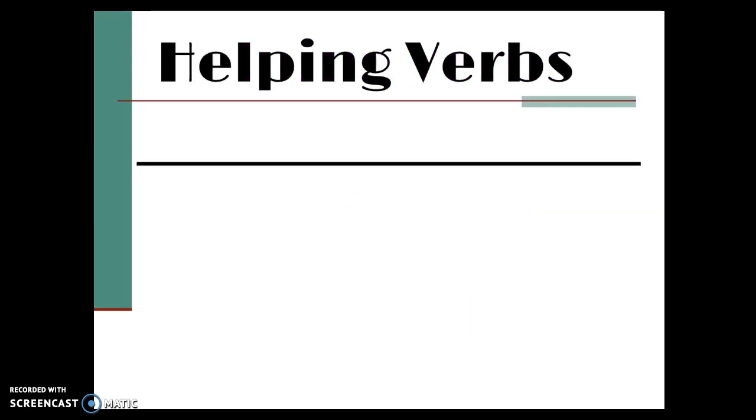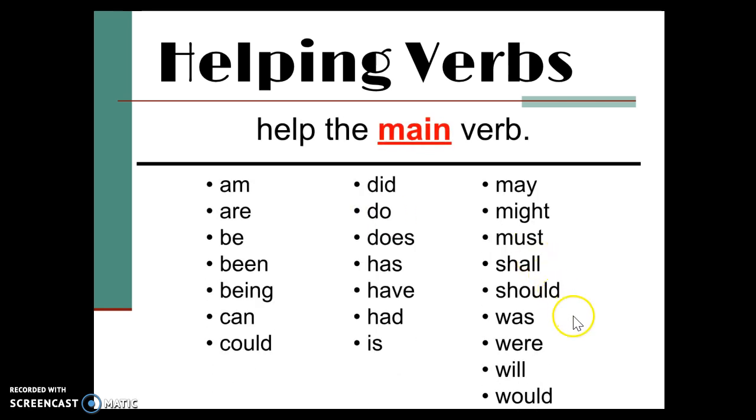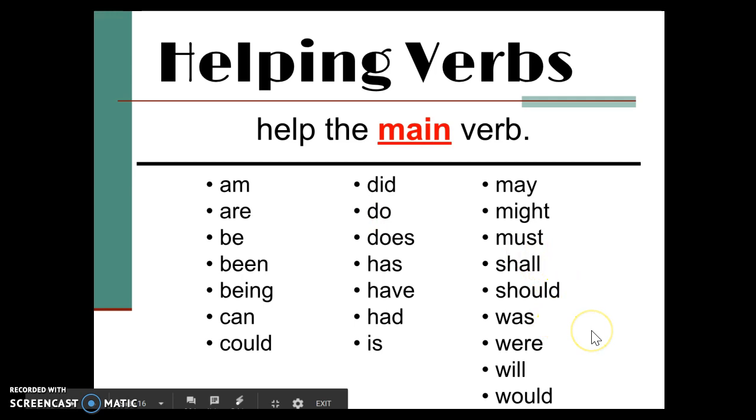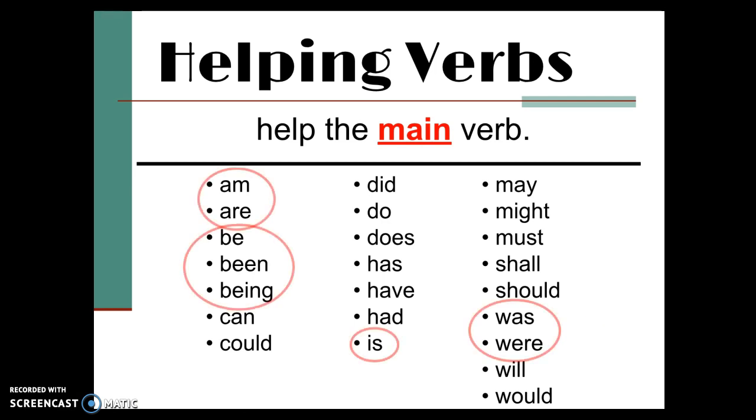Then we started talking about these things called helping verbs. They help the main verb. There are 23 of them. If they come in front of another verb, and there can be 2 or 3 or even 4 of them in front of a main verb, then they're helping it along. These 8 are also our state of being verbs and also can be linking verbs.